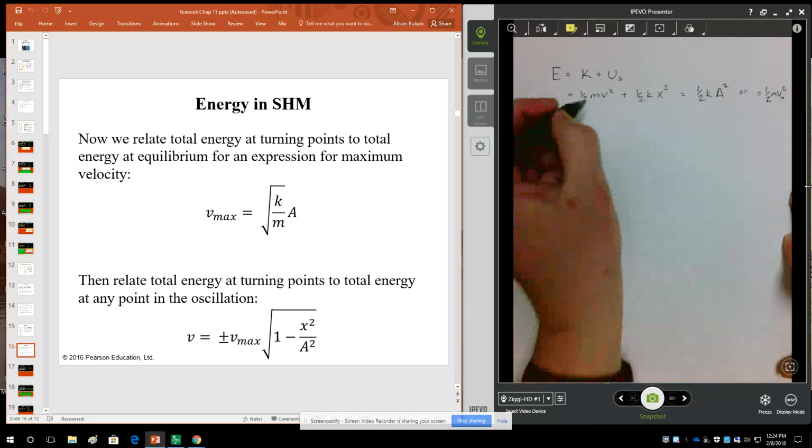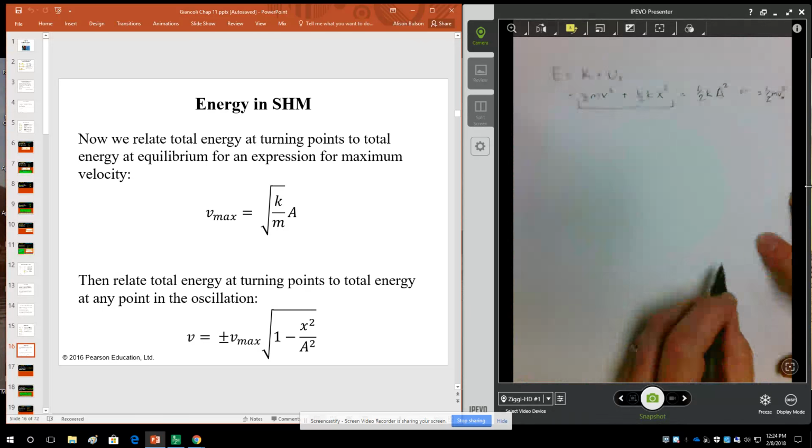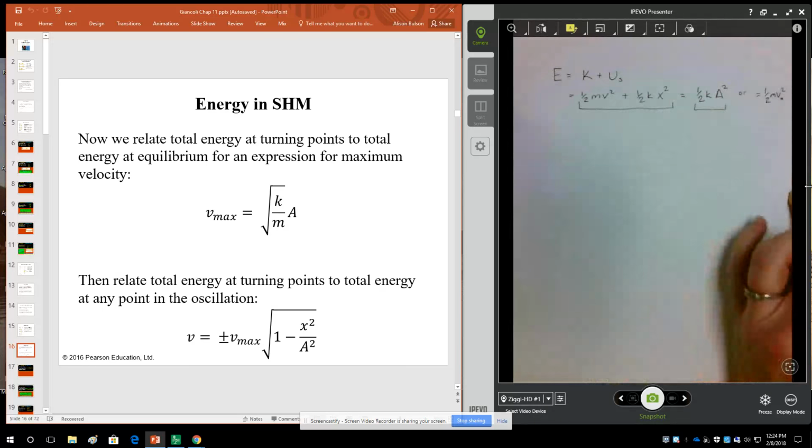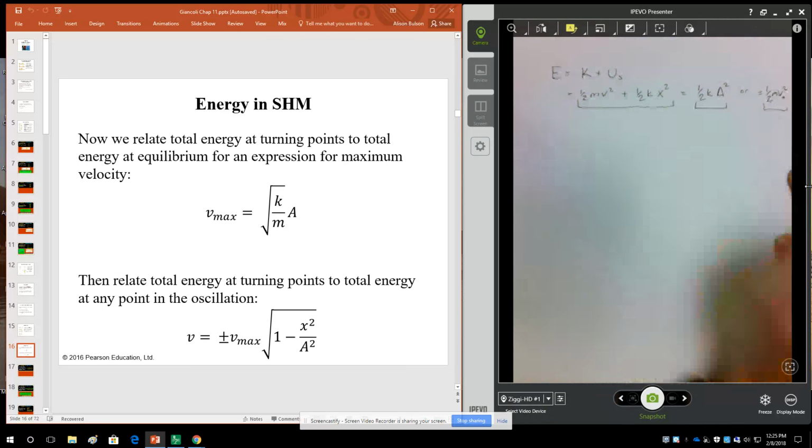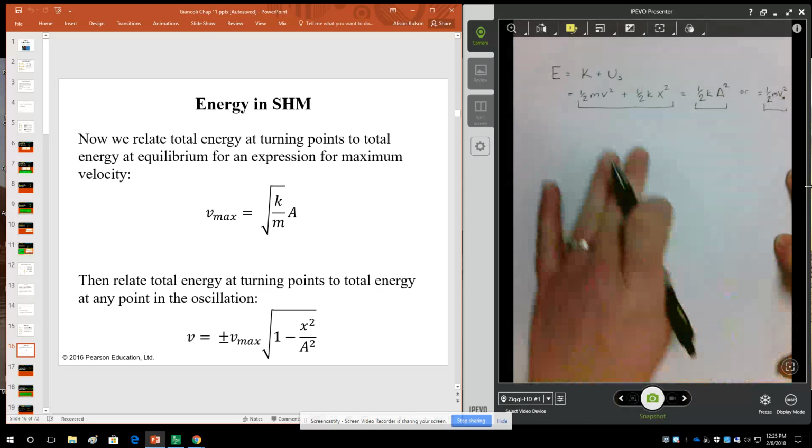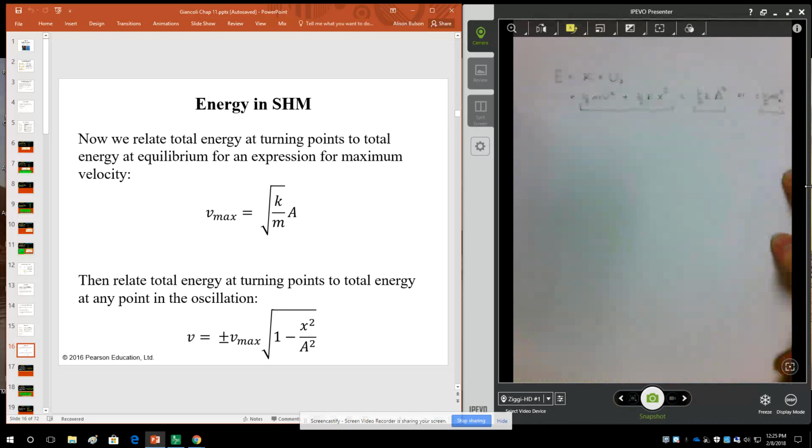So we have total energy at any point, total energy at turning point, total energy at equilibrium. And the law of conservation of energy says that if there's no energy transformed into heat because of the work done by friction, these three quantities need to be equal to each other.